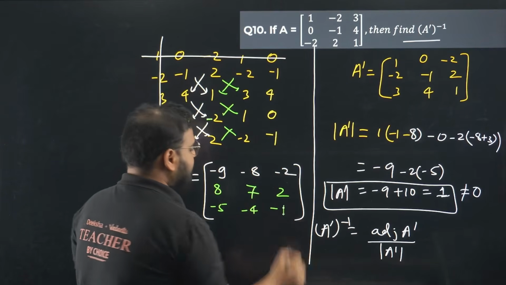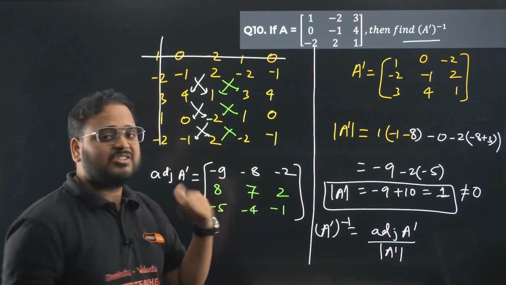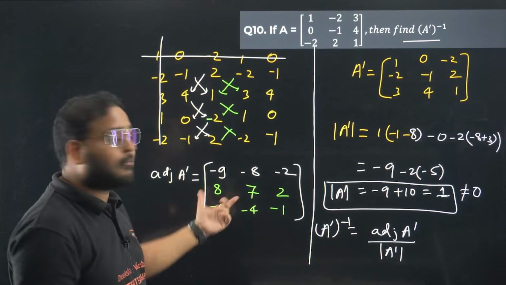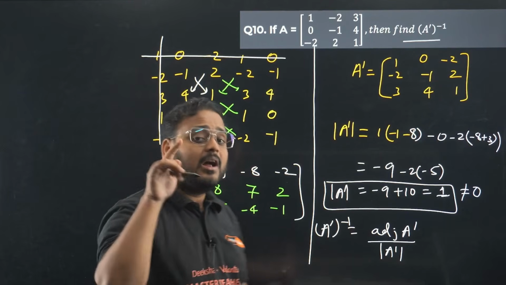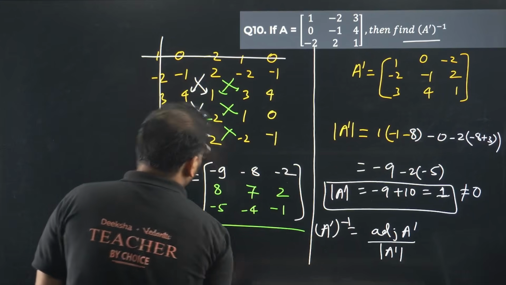So simply minus 1. If you're not sure about this calculation, do one thing: pause the video, do it yourself and check the calculation from my side, whether it is right or not. If it is wrong, let me know in the comment section that I have made a mistake in the adjoint of A dash.